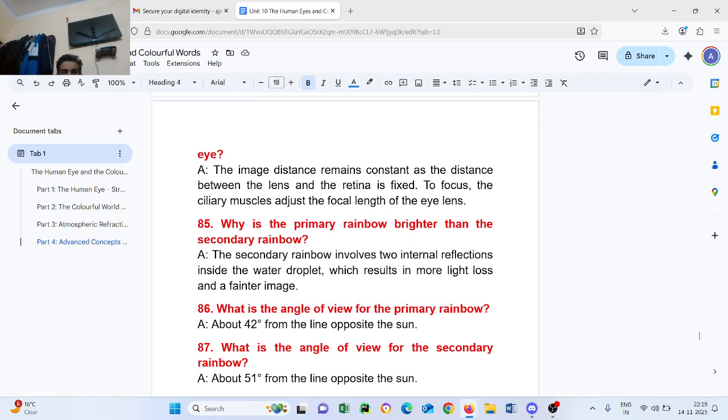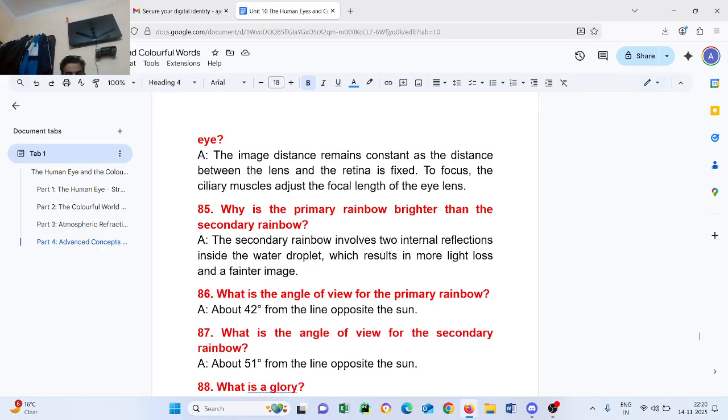Question number 85. Why is the primary rainbow brighter than the secondary rainbow? The secondary rainbow involves two internal reflections inside the water droplet, which result in more light loss and a fainter image. Question number 86. What is the angle of view for a primary rainbow? About 42 degrees from the line opposite the sun.